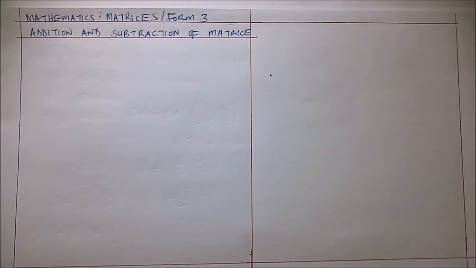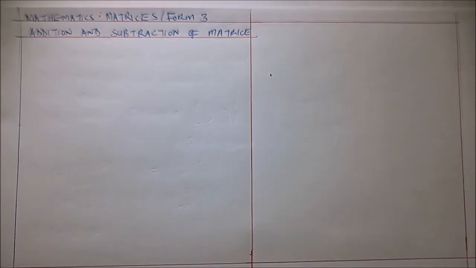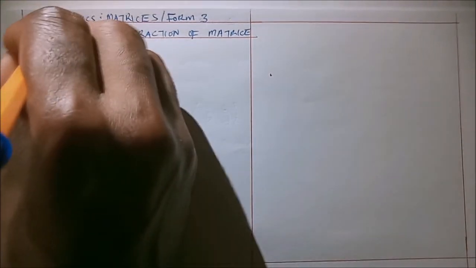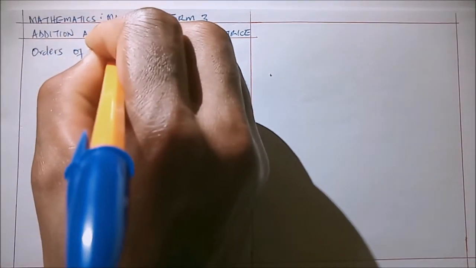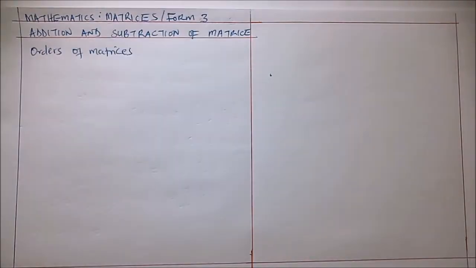It's about matrices, a Form 3 topic. We are going to look at addition and subtraction of matrices. And before then, we are supposed to remind ourselves of the orders of matrices, because when we are adding or subtracting matrices, the very important thing is to look at the orders of matrices.